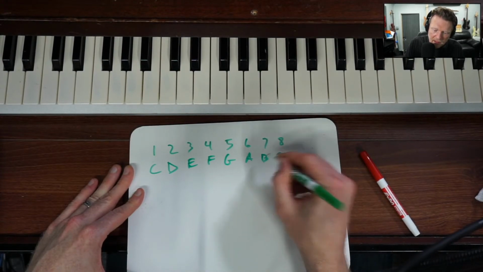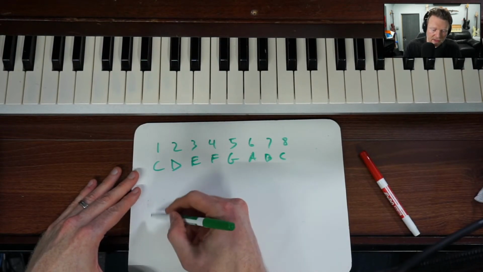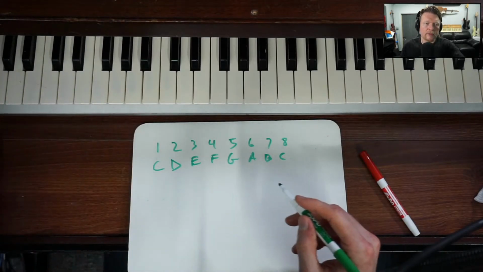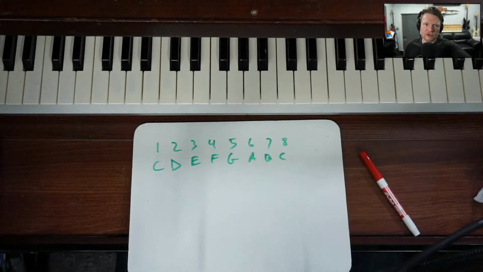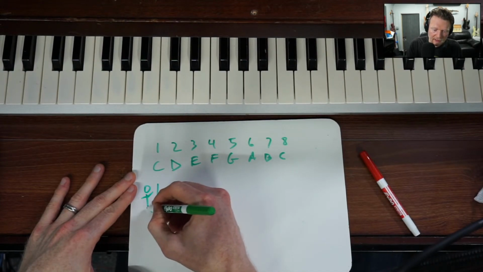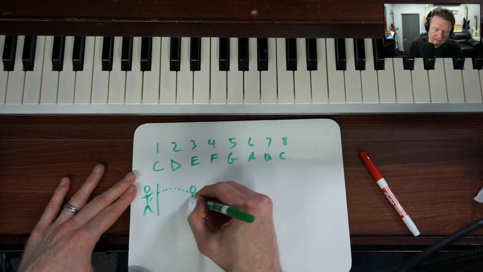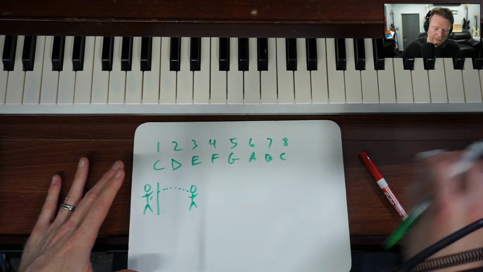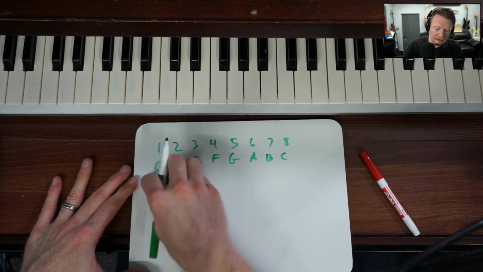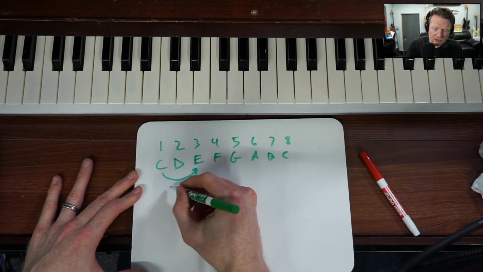All right. Imagine you're a long jumper or something, and you start and you jump and you land, and then they see the distance in between. That's what you're doing. We're starting right here, you're jumping, and where you land, the distance, is the interval. So the distance from C, the 1, to the 3, is a major third.